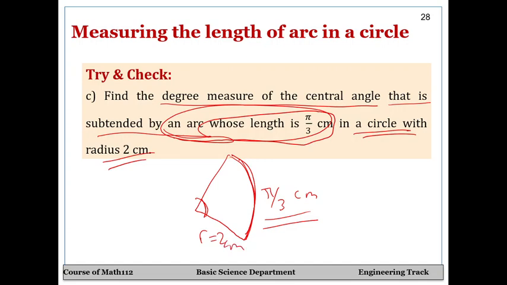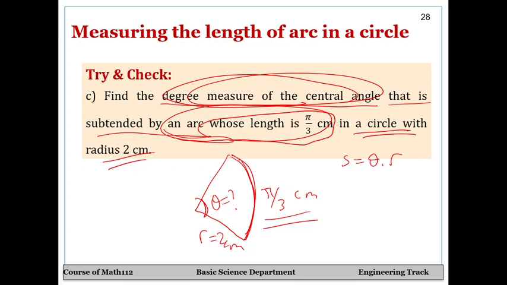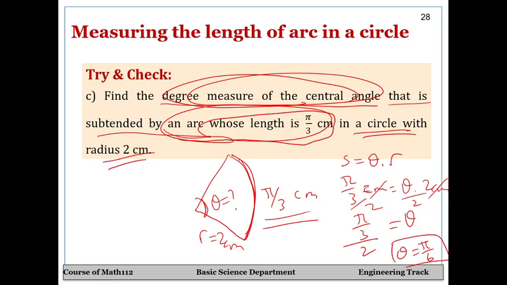Now the question here is theta. What is theta? The central angle, the degree measure. So the relation is now S is equal to theta times R. S is pi over 3 centimeters, theta we don't know yet, R is 2 centimeters. Yes, you can cancel out centimeters. And then theta will be equal to pi over 3 over 2. Right? You divide both sides by 2. And then you end up with theta is equal to pi over 6 radians.